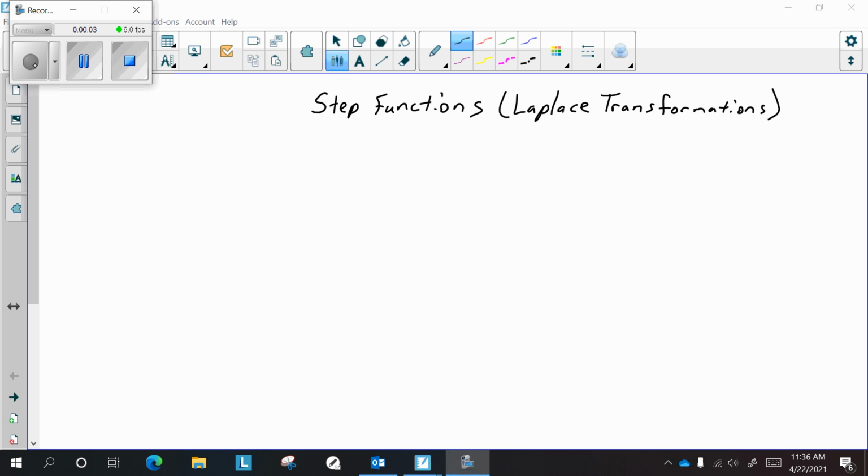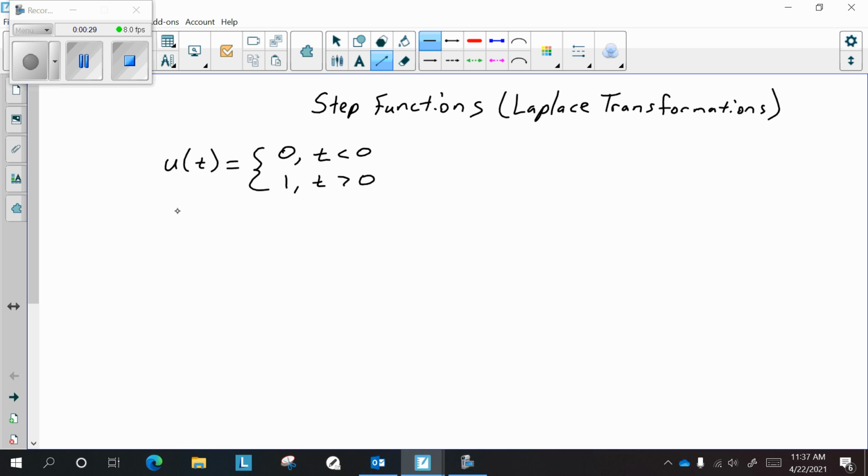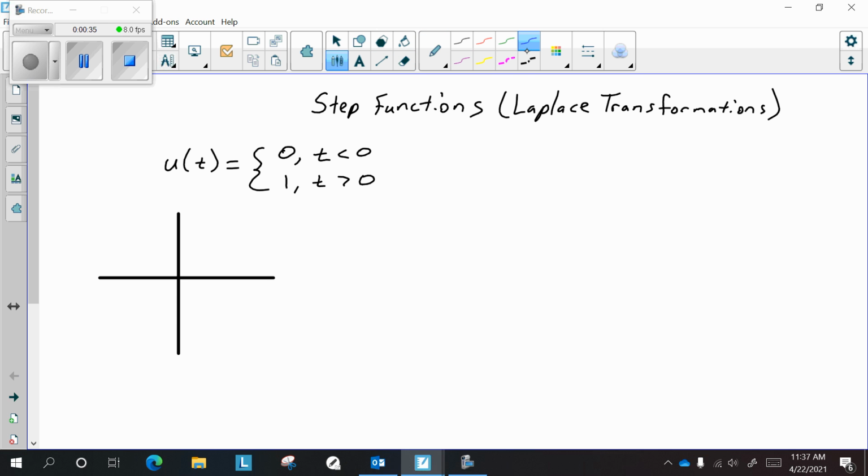Let's take a moment and explore step functions. Before we go into a whole lot of detail, let's discuss what a step function is. By definition, the unit step function, we use u of t, is a piecewise function where the function is equal to 0 if t is less than 0, and equal to 1 if t is greater than 0. If we look at a graph of this, if we're to the left of 0, if our time is negative, we're 0. If our time is positive, then we're 1.